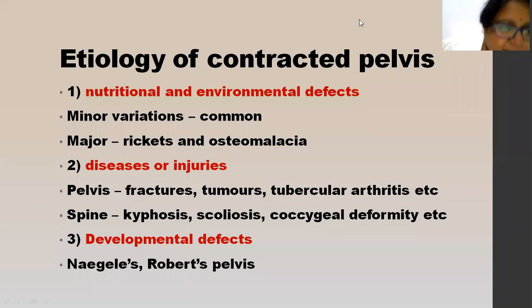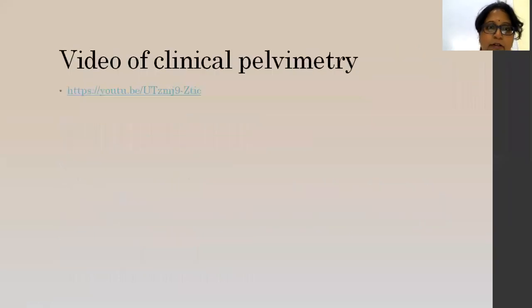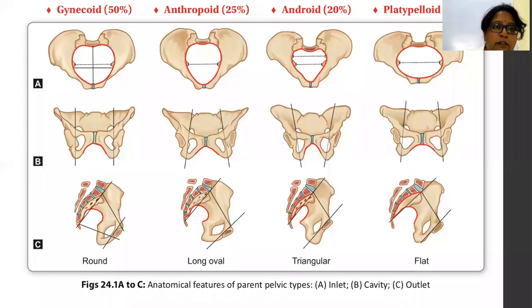Okay, in the last class we have seen what is the pelvis and what are the dimensions of the pelvis. Today I'll be talking about how contracted pelvis causes cephalopelvic disproportion. See, these are the types of pelvis we have spoken about.